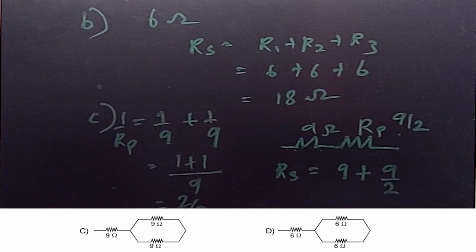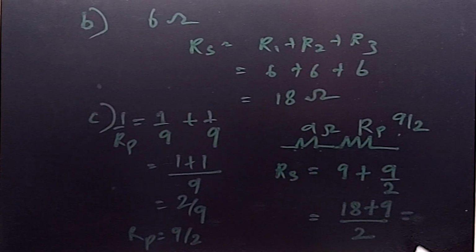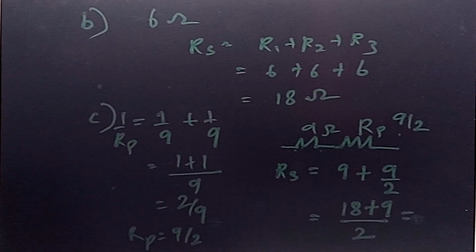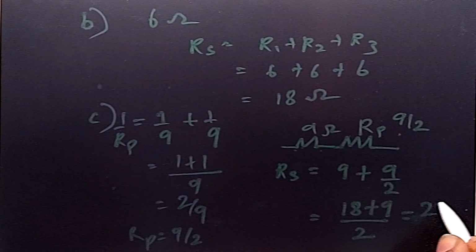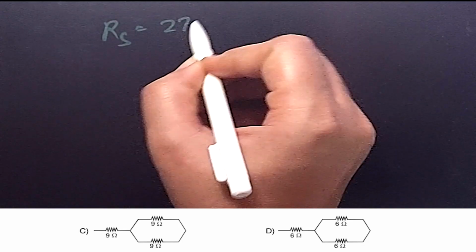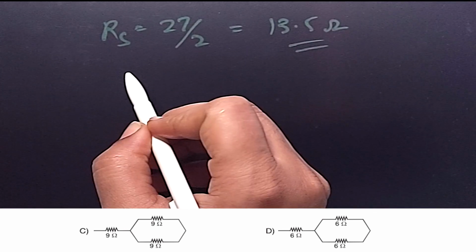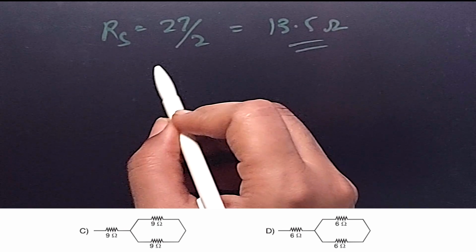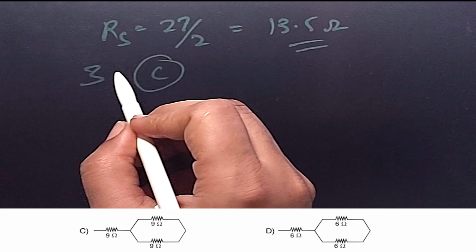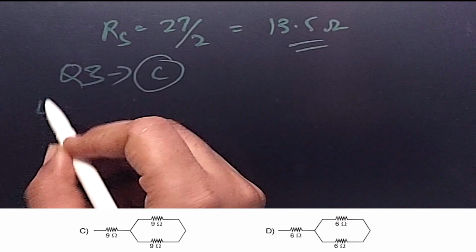The LCM will be 2. 18 plus 9 is equal to 27 by 2. RS is equal to 27 by 2, that is nothing but 13.5 ohms. Hence, the correct answer for the third question is option C. Coming to the fourth question.